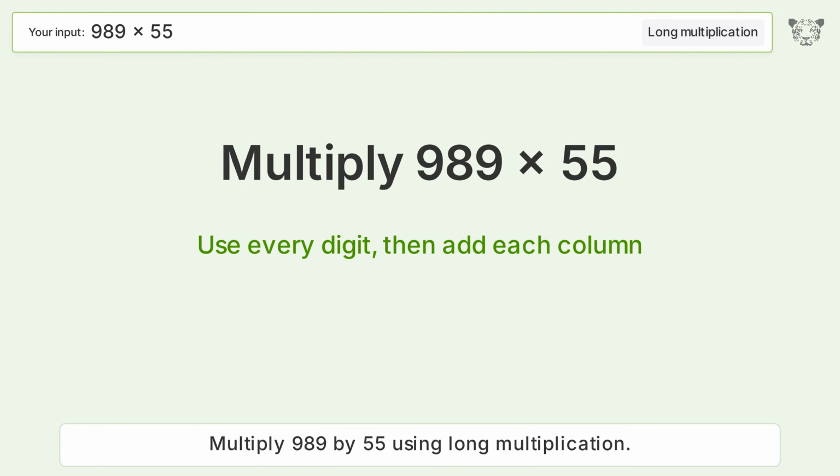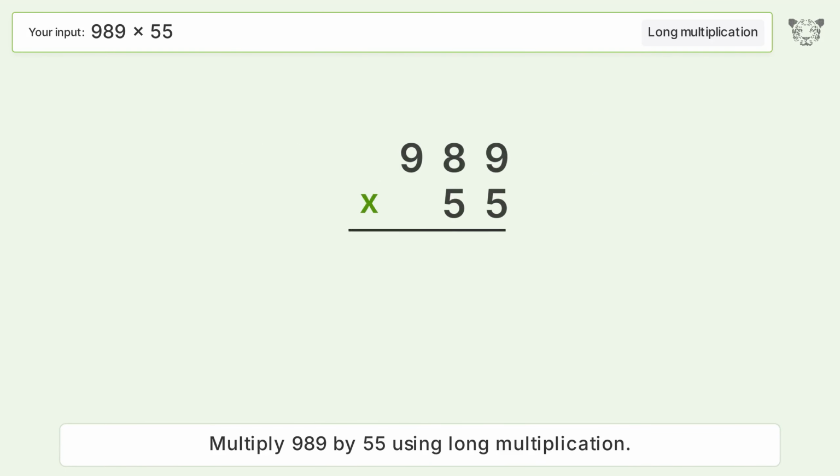Multiply 989 by 55 using long multiplication. Start with the ones digit, 5. 5 times 9 is 45. Put 5 in this column and carry 4.